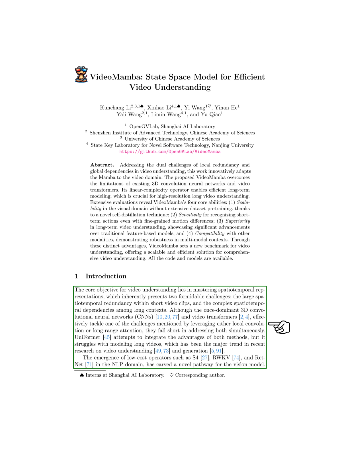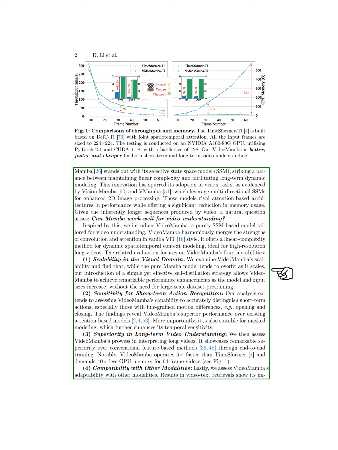The introduction of low-cost operators like S4, RWKV, and RetNet in the NLP field has opened up new possibilities for vision models. Among these, Mamba stands out with its selective state space model, SSM, striking a balance between linear complexity and effective long-term dynamic modeling. This innovation has led to the development of VideoMamba and VideoMamba, which utilize multidirectional SSMs for improved 2D image processing. These models compete with attention-based architectures in performance while significantly reducing memory usage.